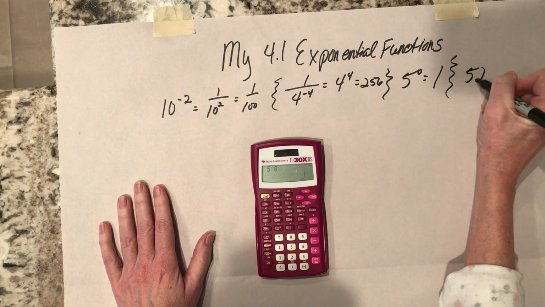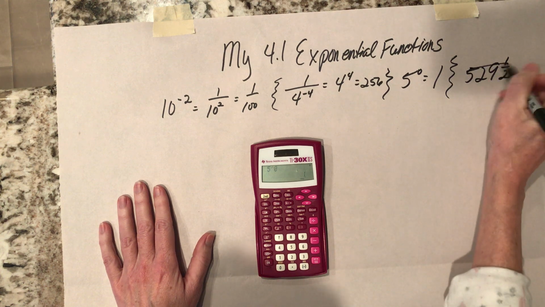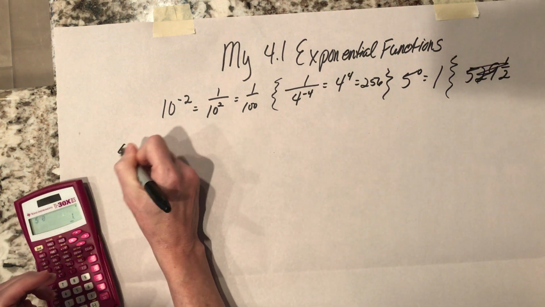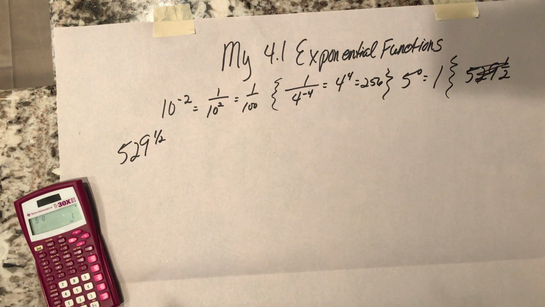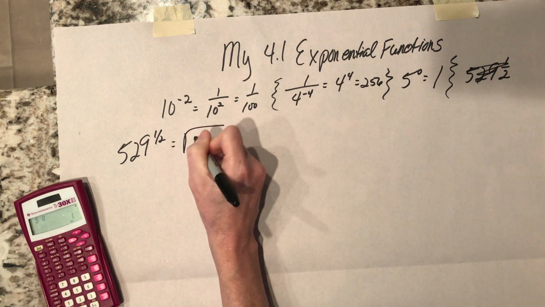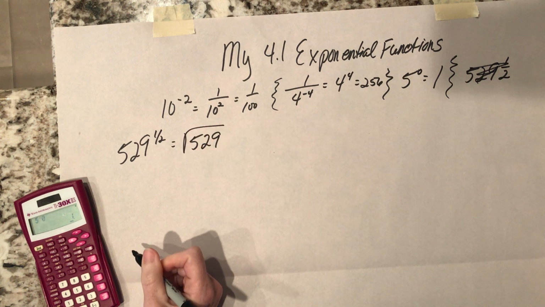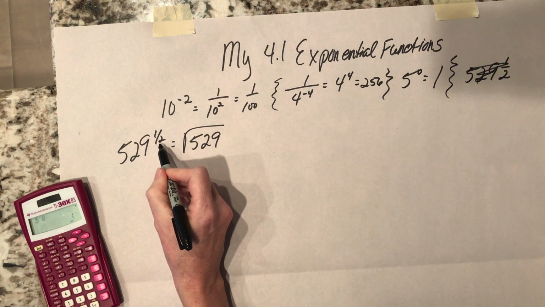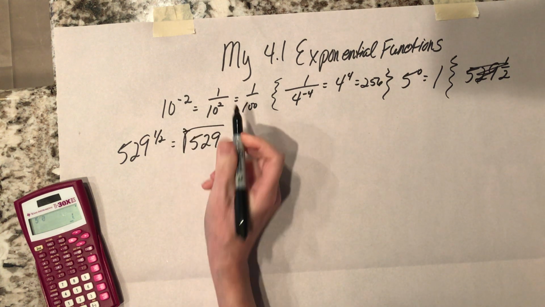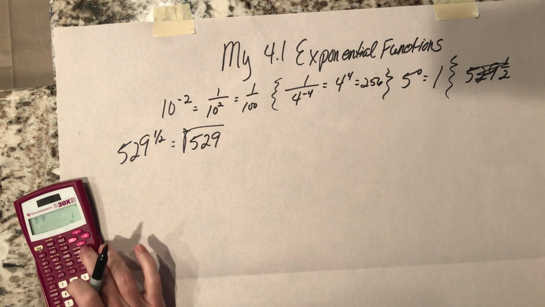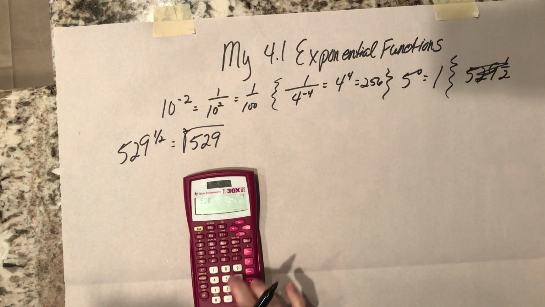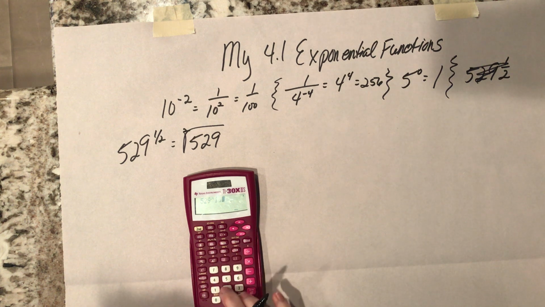529 to the 1/2. Let me rewrite it again. 529 raised to the 1/2 power. In 0362, you would have learned that this means the same thing as the square root of 529. That denominator becomes the index. You can handle this one of two ways. You can go 529 raised to the 1/2 power, which equals 23.